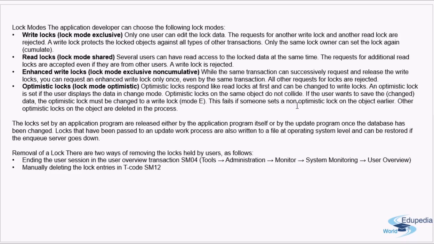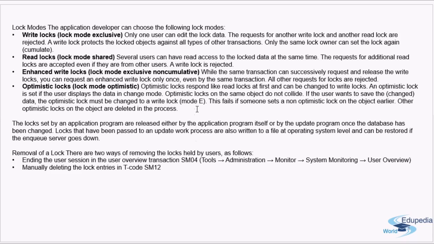The next one is optimistic lock mode. Optimistic locks respond like read locks at first and can be changed to write locks. An optimistic lock is set if the user displays the data in change mode. Optimistic locks on the same object do not collide. If the user wants to save the changed data, the optimistic lock must be changed to a write lock. This fails if someone sets a non-optimistic lock on the object earlier. Other optimistic locks on the object are deleted in this process.